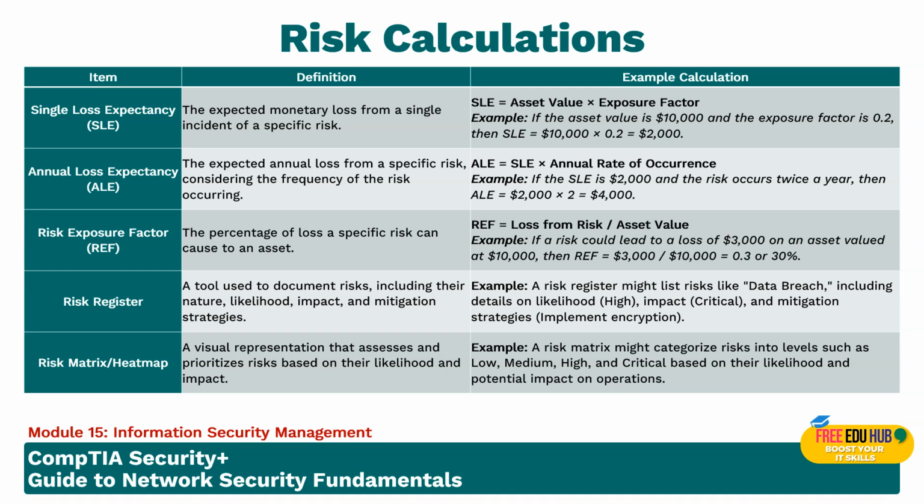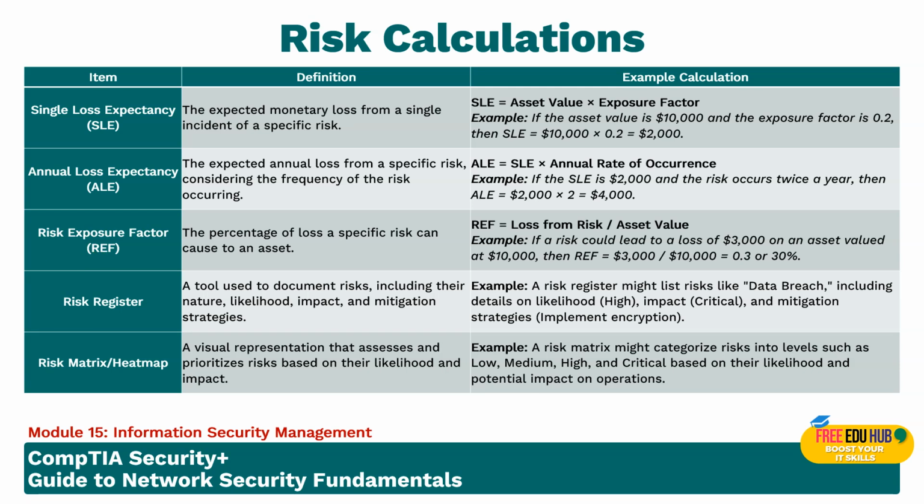Then we have annual loss expectancy. It extends the concept of SLE over a year to estimate the annual expected monetary loss for each risk. It is calculated by multiplying the SLE by the annual rate of occurrence of the risk event. In an example, if the SLE was $2,000 and the risk occurs twice a year, then SLE times 2 would be a total of $4,000 as the annual loss expectancy of that item.